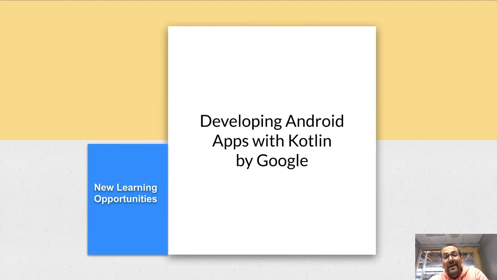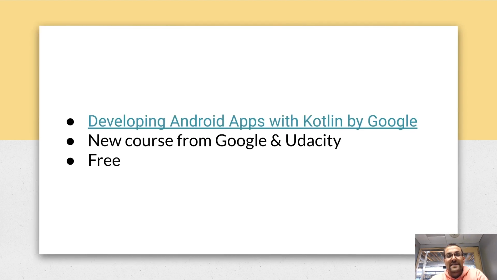The first one is the Developing Android Apps with Kotlin course by Google. This is a new course built in conjunction with Udacity and Google. It's really meant to help you learn how to build Android apps in this new Jetpack architecture component paradigm that they're recommending, and it's done all in Kotlin. So it's a great way to brush up on both of those skills, and it's completely free. You don't need any kind of Udacity subscription to be able to access this course.